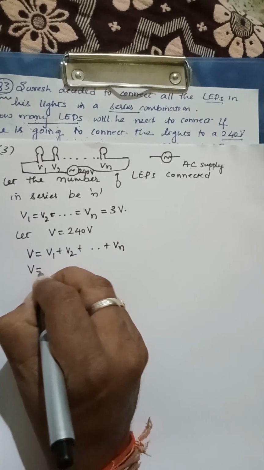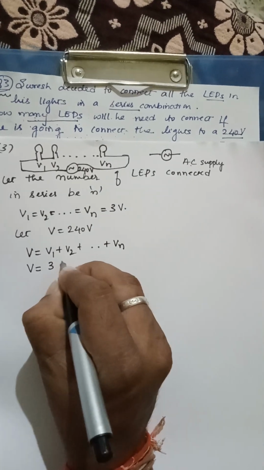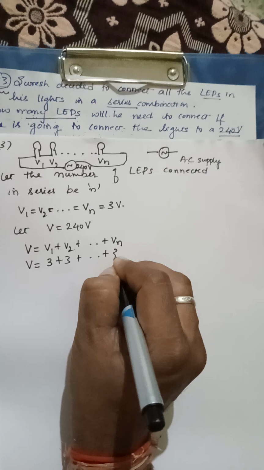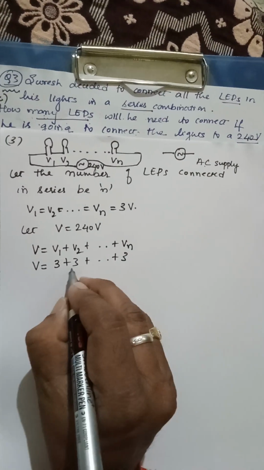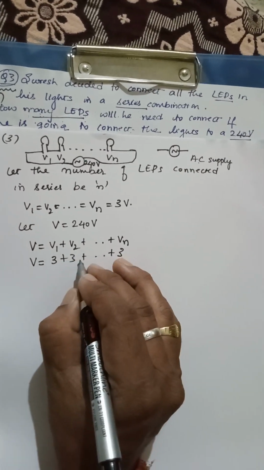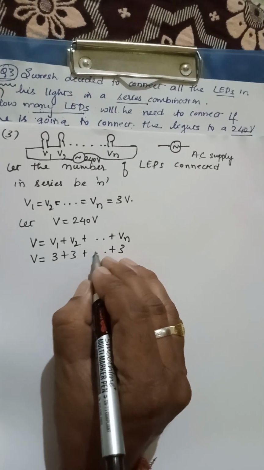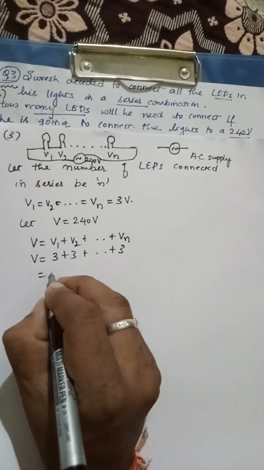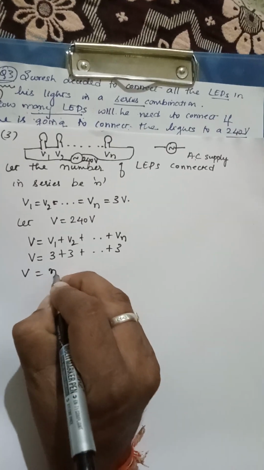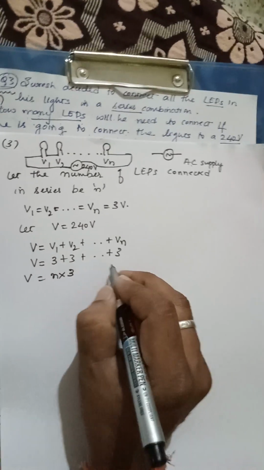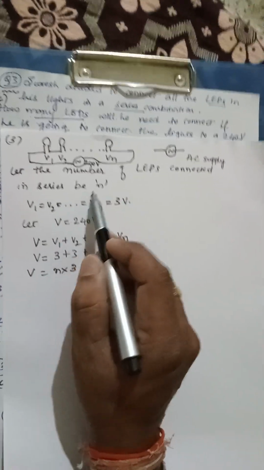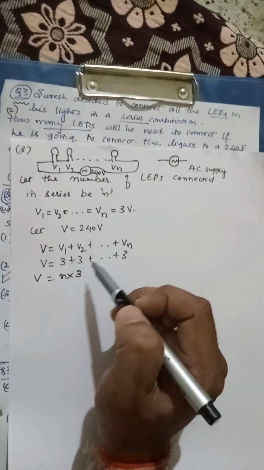V is equal to 3 volts plus 3 volts, so on up to 3 volts. If there are 2 3s, we'll write 2 into 3. If there are 3 3s, we'll write 3 into 3. If there are 4 3s, we'll write 4 into 3. Similarly, here there are n 3s, so V will be equal to n into 3. Why? Because we have assumed the number of LEDs connected in series by Suresh as n.